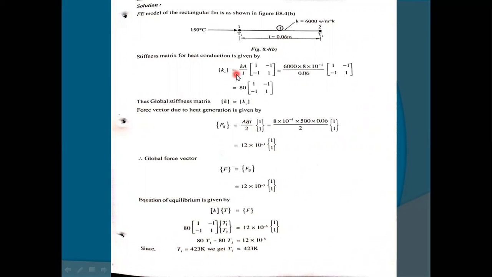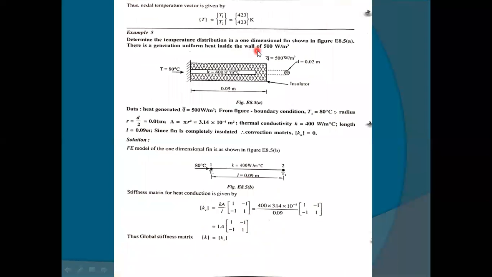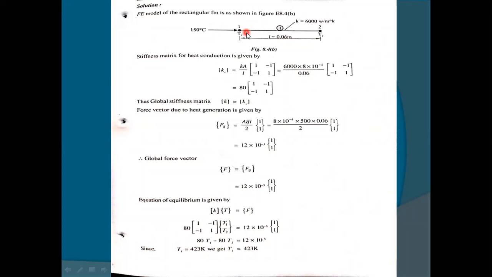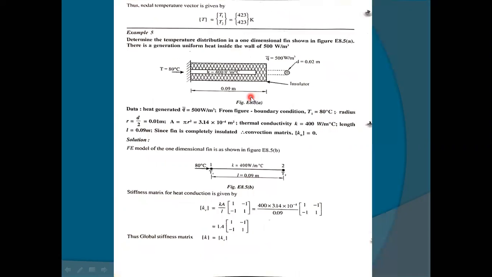So now you have calculated the K matrix and the F matrix. Therefore, taking the equilibrium equation, K into T is equal to F, we substitute the K matrix, and the T matrix is T1, T2. We have two unknowns, T1 and T2, equal to the F matrix. Now, by using the elimination method, since we know the temperature T1, we eliminate the first row and first column, then simplify, and we get the temperature. So we get temperature equal to 423 Kelvin. Whatever temperature we get for T1, the same we get for T2. You can see T1 is equal to 423, T2 is equal to 423 Kelvin.